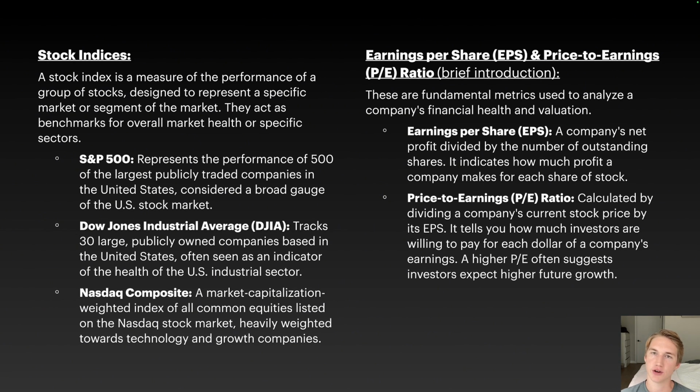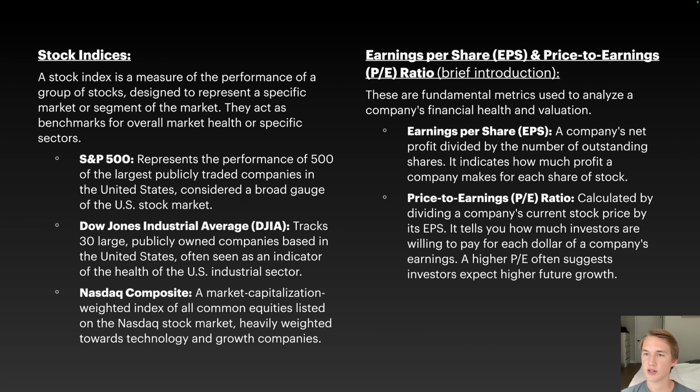Earnings per share and price to earnings ratio. These are fundamental metrics used to analyze a company's financial health and valuation. Earnings per share is a company's net profit divided by the number of outstanding shares. Now, this will tell you how much profit a company makes for each share of stock. So if you're looking to buy a technology stock, you want to compare each EPS to other technology stocks and find out which company has the highest EPS. That means they're making the highest earnings per share.